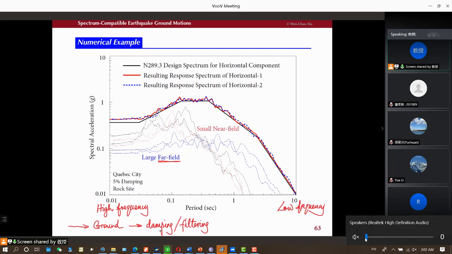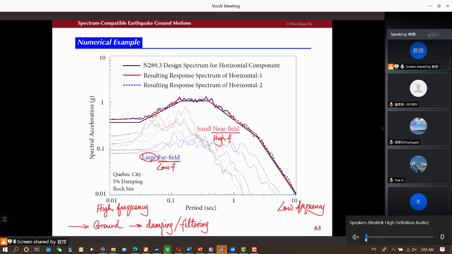Okay, now the ground also has a damping mechanism. So you need a large far field earthquake to have effect on the site. Okay, if we have a small far field earthquake, when it propagates to the site, it becomes very, very small, not significant. Okay, and for near field, usually we don't have large earthquakes because we don't want to build our structures very close to the source of the earthquake, to the faults.